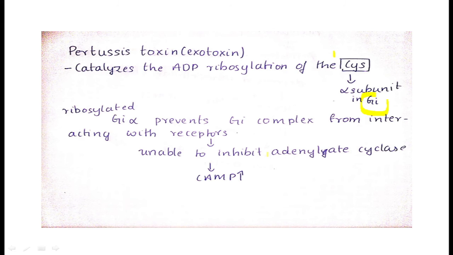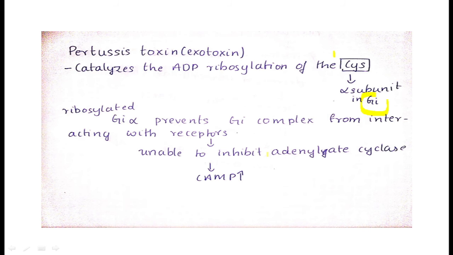G I basically inhibits adenylyl cyclase, but in this case, since it's being ribosylated, G I is not able to do its function properly. And hence cAMP will be produced in excess. It opens the channel and again it leads to diarrhea.